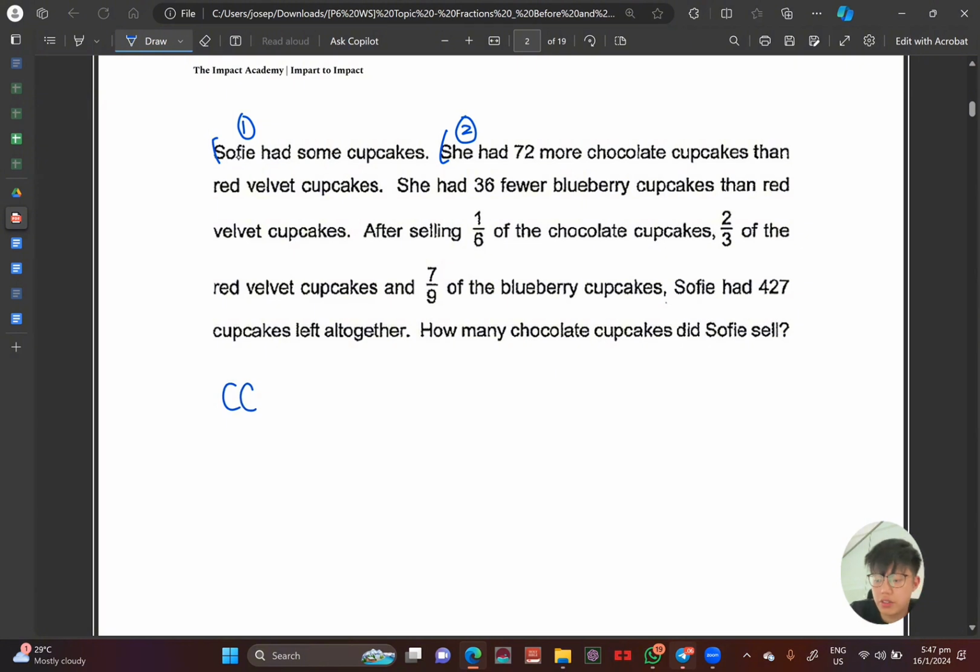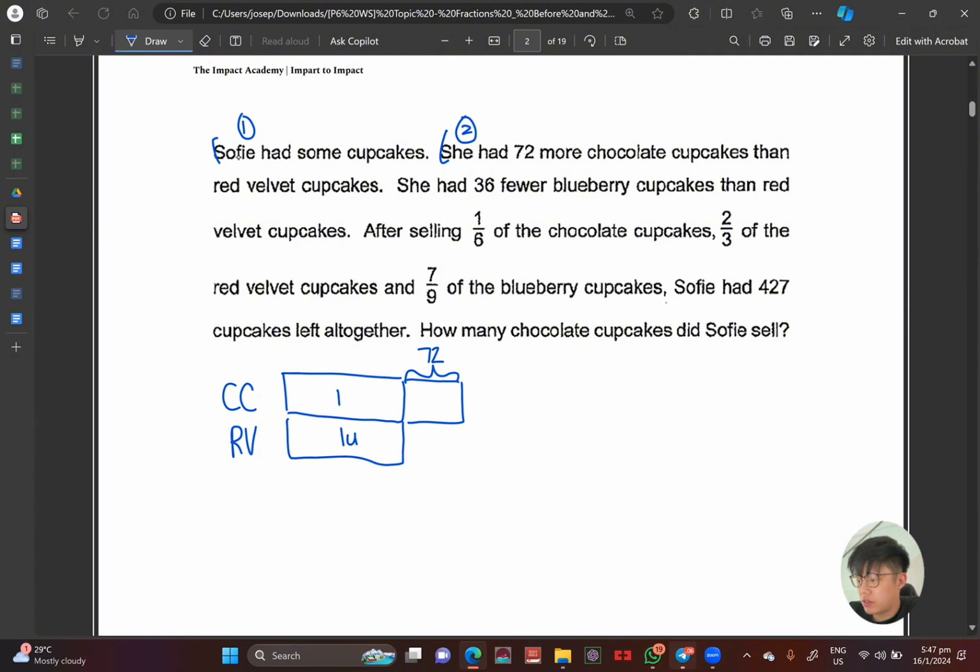So CC and RV, we are going to show that chocolate is 72 more. Okay, so we are going to show that this is 72 more. And then for red velvet, it will be this much. Okay, so this much is basically 1 unit. All right, so we have 1 unit over here, 1 unit over here.